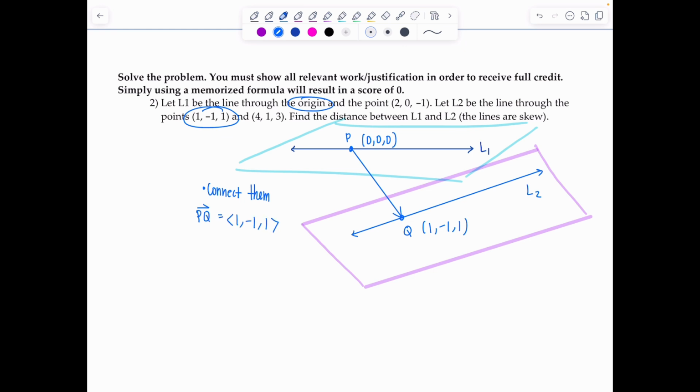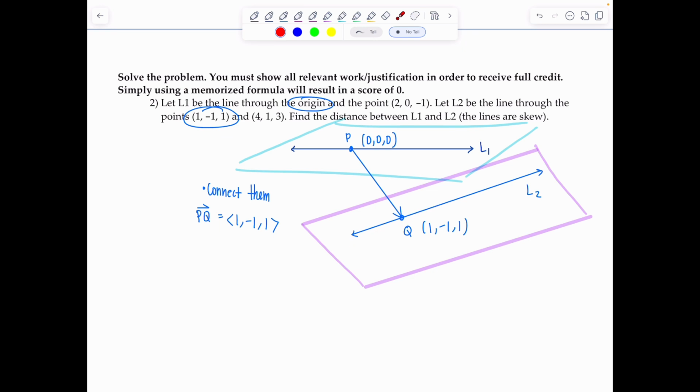Now most likely, since I'm just picking a point on each line willy-nilly, I didn't connect them so that this vector is orthogonal to both of them, thus yielding what the distance is. When we say distance between two lines, we want the shortest distance, right? So what do I need to do? Well, I need to somehow project this vector in a direction that's orthogonal to both of these lines.